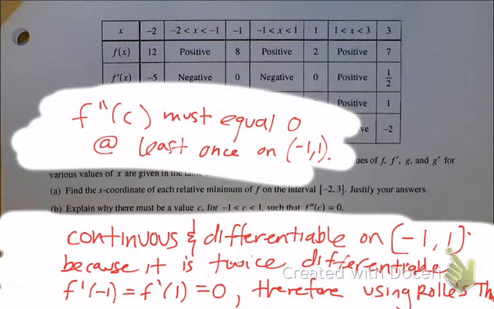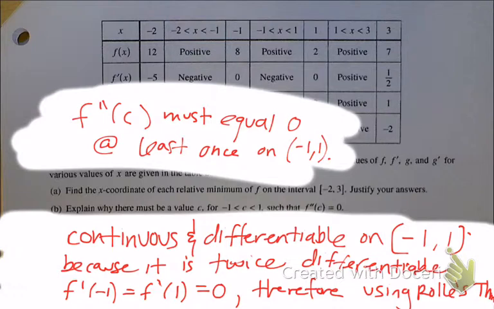This part of the problem, by the way, is worth 2 points. You get 1 point for saying that f prime of -1 and f prime of 1 equal 0. And you get another point for saying that the theorem actually works. On the answer key, it says to use the mean value theorem, which you could also have used.